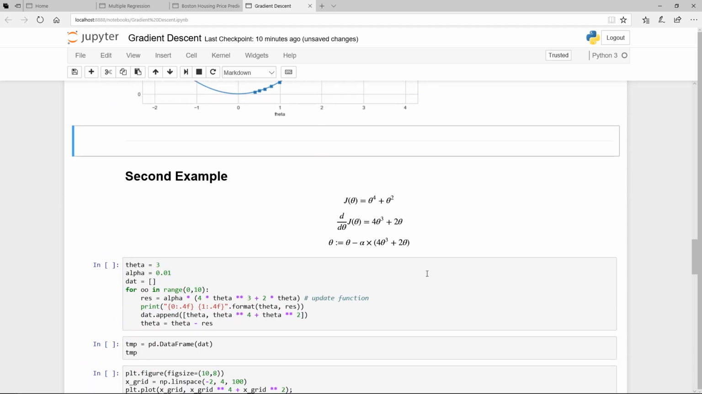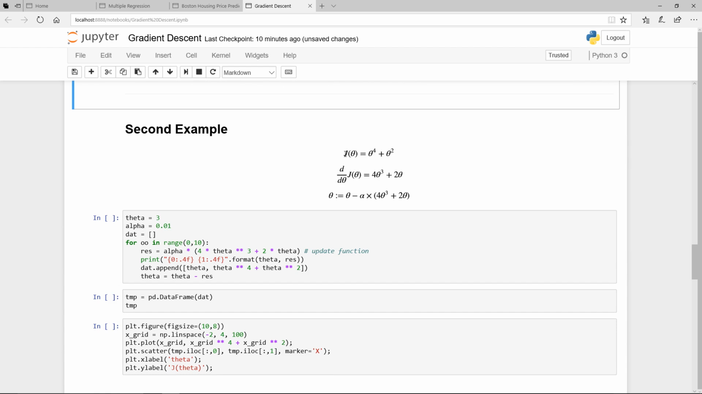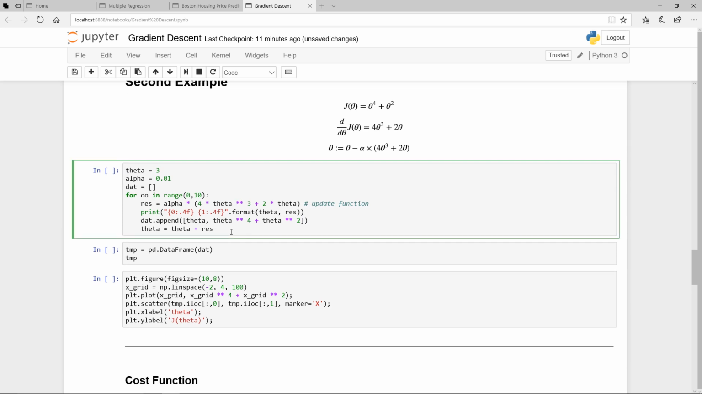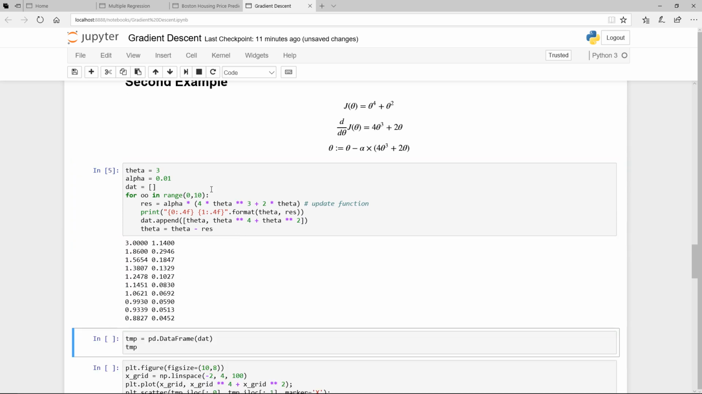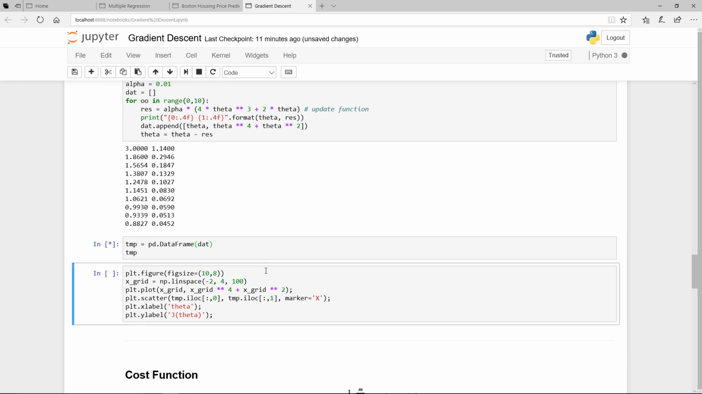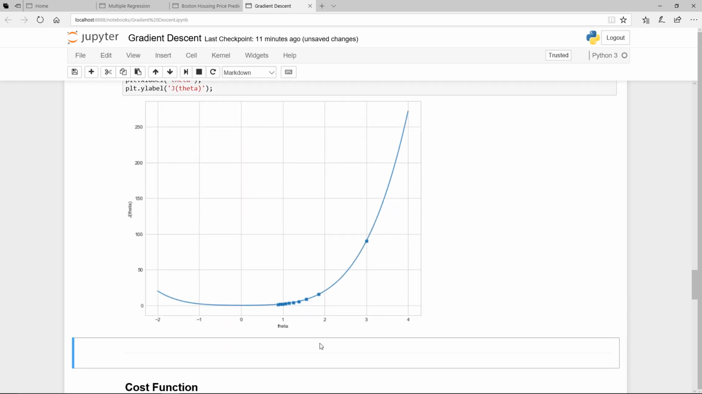So I'm going to show you a second example here. Now notice that the cost function is a little bit different this time around, is theta to the power 4 plus theta squared, and the derivative is 4 theta cubed plus 2 theta, and the actual update function here is basically theta minus the learning rate multiplied by the derivative itself. So I won't go through all of these. I've updated with all of the relevant information, and I'm just going to show you what this looks like.